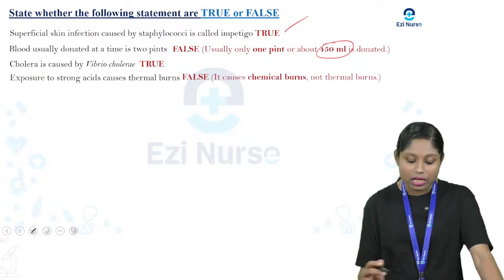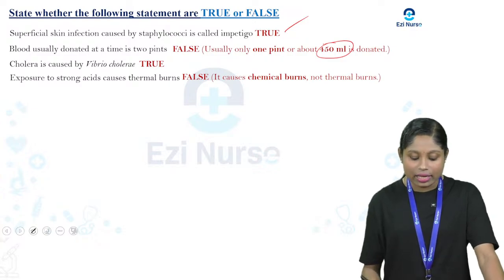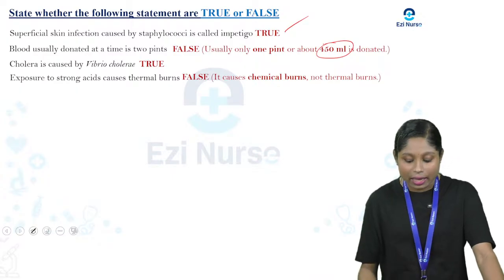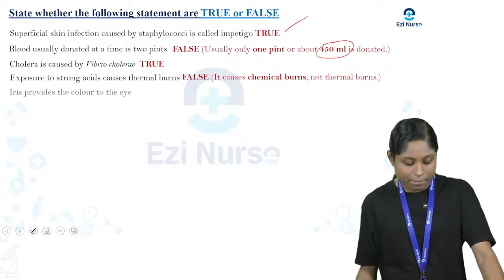Exposure to strong acid causes thermal burns. Is it true or false? It is false. It is causing chemical burns. So if you are exposed to strong acid, then it is a chemical burn, not a thermal burn.